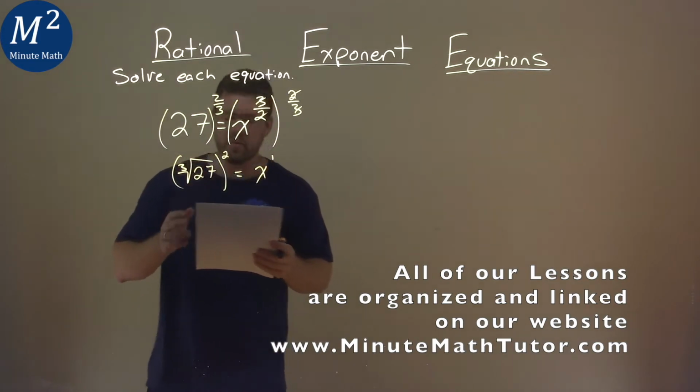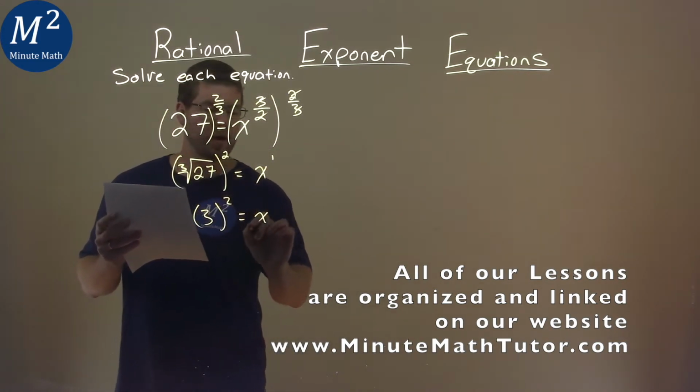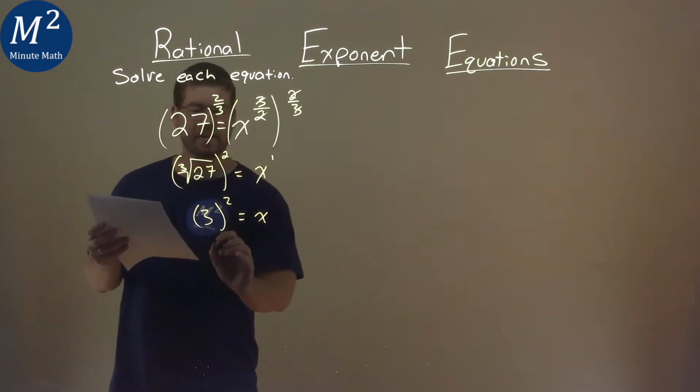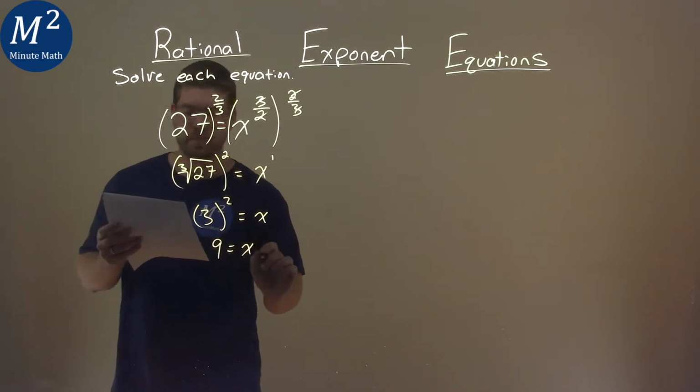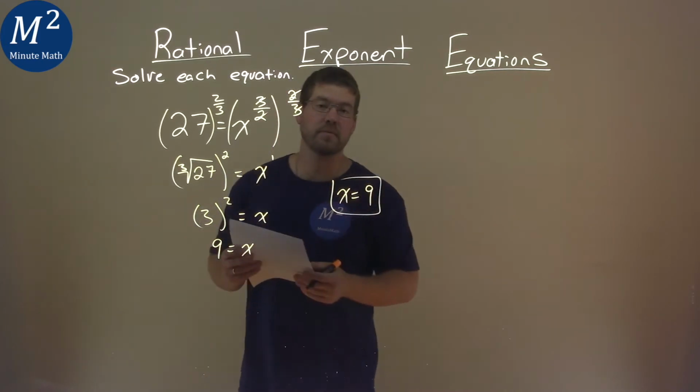So what's the third root of 27? Well, it's a 3. That's equal to our x here, and 3 squared is a 9. And so our final answer here is just x equals 9.